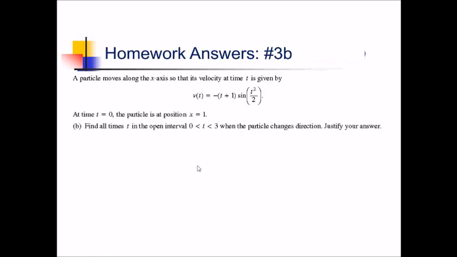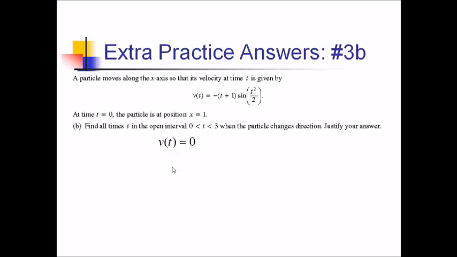For this problem, they want us to find all times on the interval from 0 to 3 when our particle changes direction. Okay, well, let's let velocity equal 0, and we'll essentially graph this out on the calculator and see where this thing is crossing the x-axis.